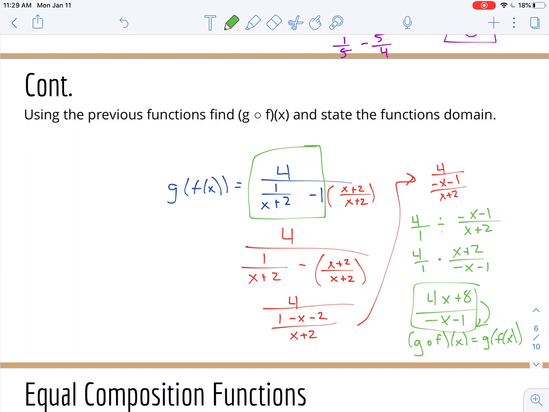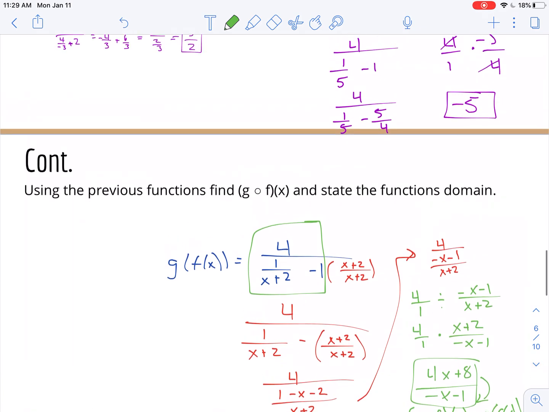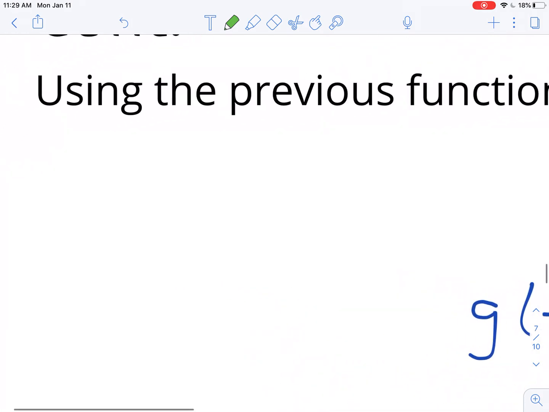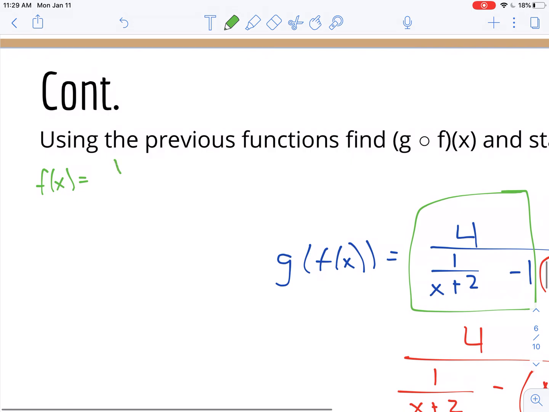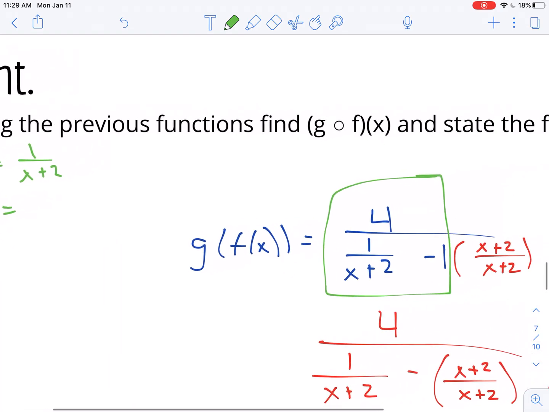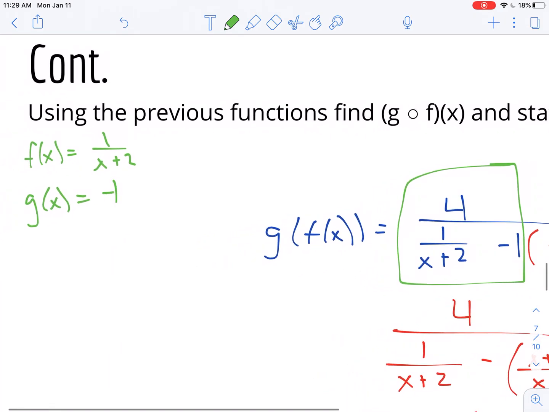All right, now figuring out the domain of this function is a little bit more complicated. As a reminder, f of x was equal to 1 over x plus 2. G of x is equal to 4 over x minus 1. Here your domain is x can't be equal to negative 2. Here your domain is x can't be equal to positive 1.